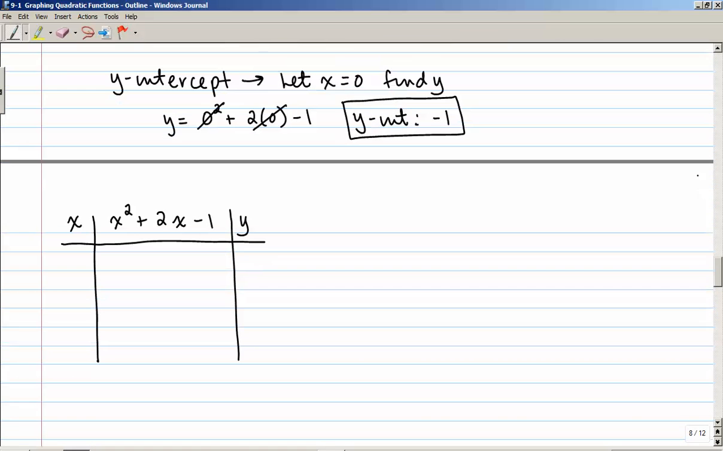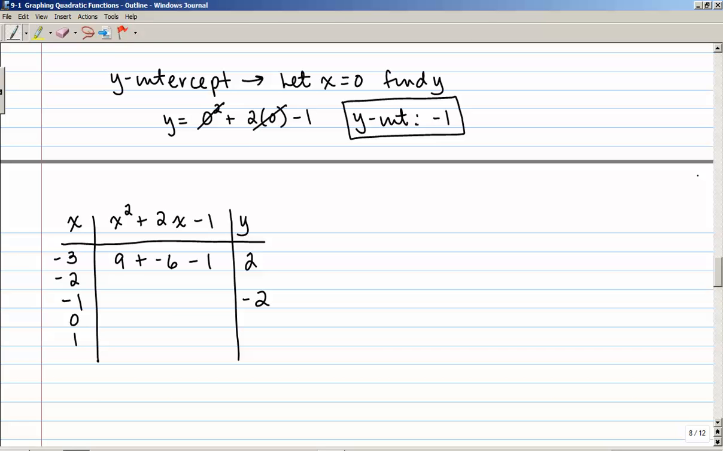My vertex was negative 1, negative 2, and I don't have to calculate that because I already did that. I'm going to pick 2 values of x that are smaller than that, negative 2 and negative 3, and then 2 values of x that are greater, 0 and 1. I'm going to plug those into my function and see what I get for y values. So I'm going to plug in negative 3. Negative 3 squared is 9, plus negative 3 times 2 is negative 6, minus 1, so 9 minus 6 minus 1 gives me positive 2.